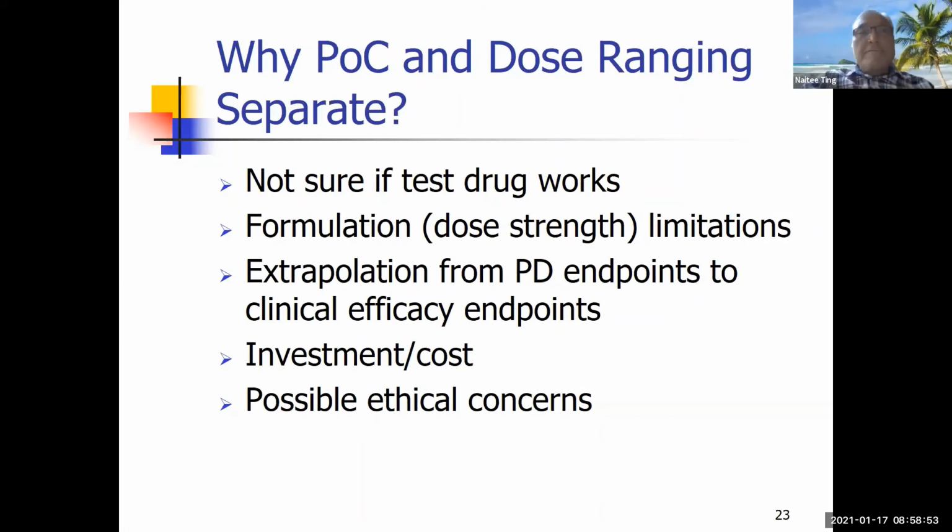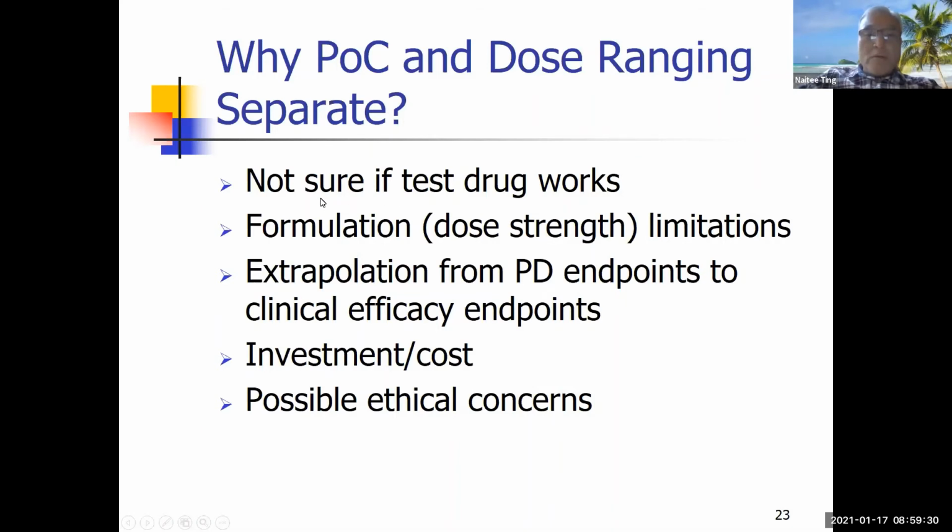Now, why do we separate POC and dose ranging? As many of you in the pharmaceutical industry now understand, in most drug development programs they combine these two together. In other words, their first phase II study is a dose ranging trial, a combination of POC and dose ranging into one trial. But traditionally, in the past, we separated them.